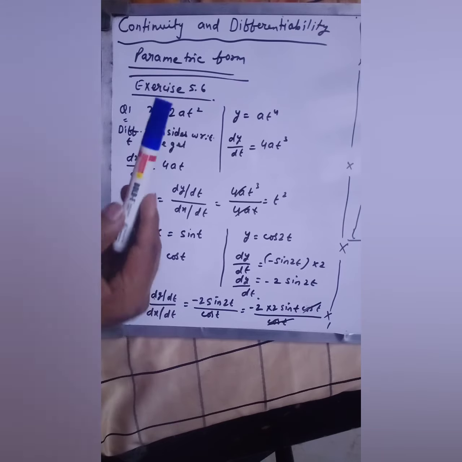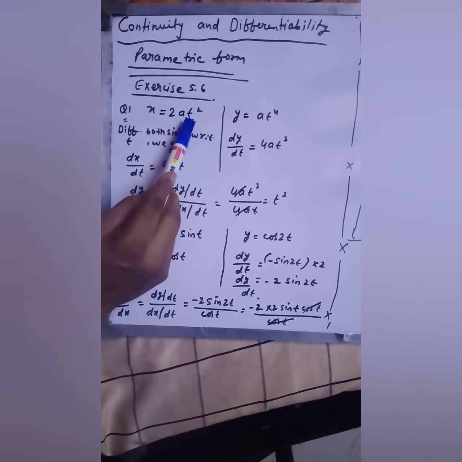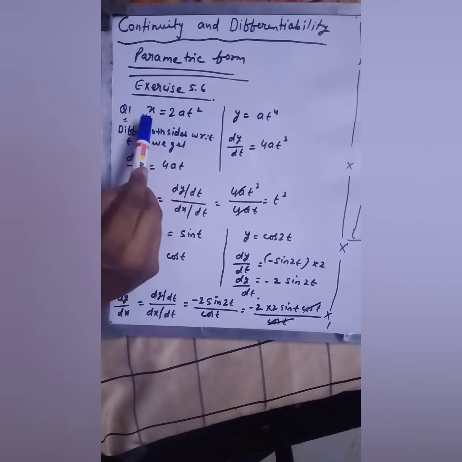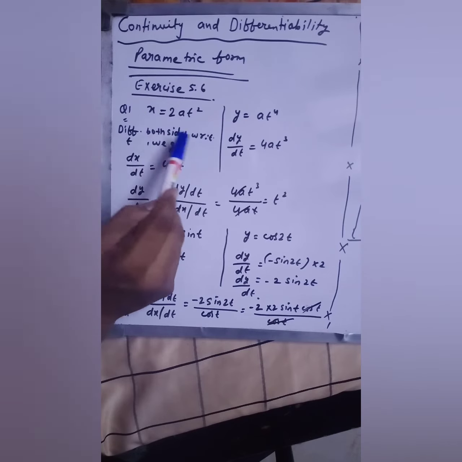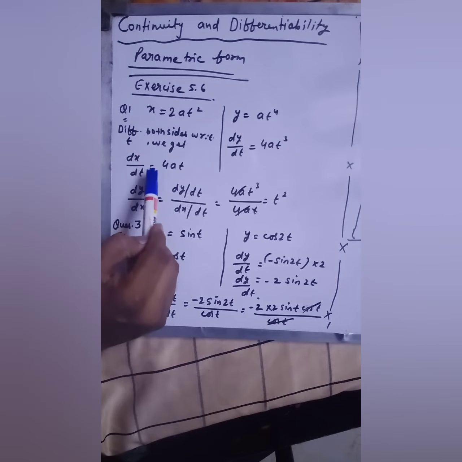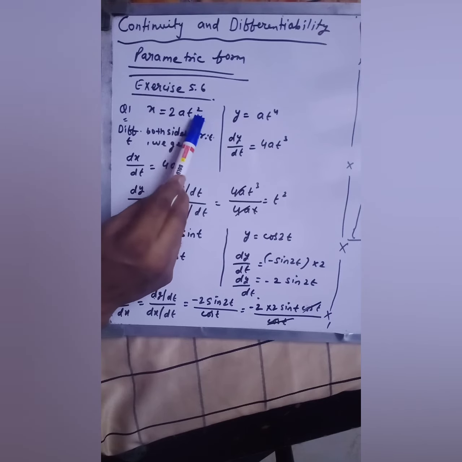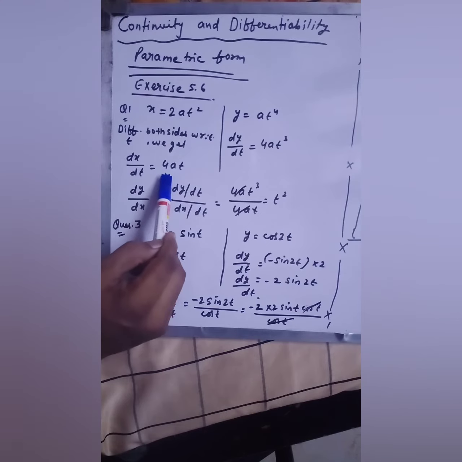How will you solve this? I'm just explaining the steps. Here we are differentiating this x with respect to t. Differentiating both sides with respect to t, we get dx by dt equals to, and 2a is a constant, so we only have to find the derivative of t square, that is 2t. So it will be 4at. If you simplify, you will get this.